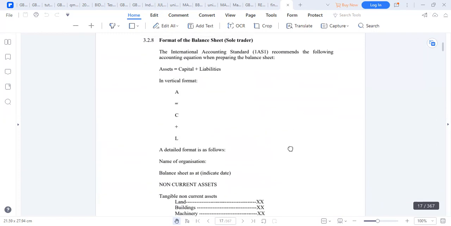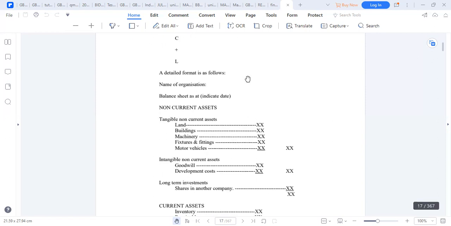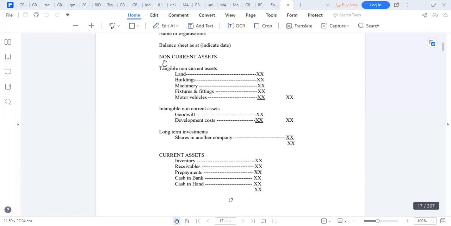Okay, excellent. So the format of the balance sheet is as follows. Our assets must be equal to capital plus liabilities. So we have a vertical format of the balance sheet where assets must be equal to capital plus the liability. Capital is the amount we use to start a business. So this is a vertical format.